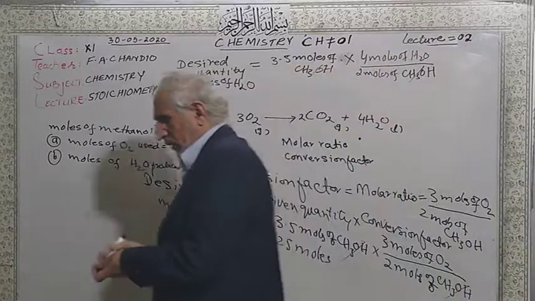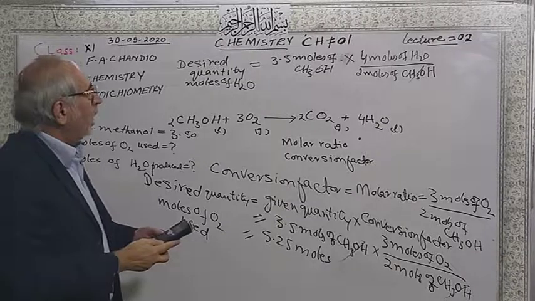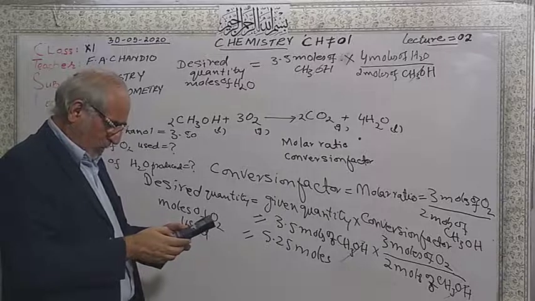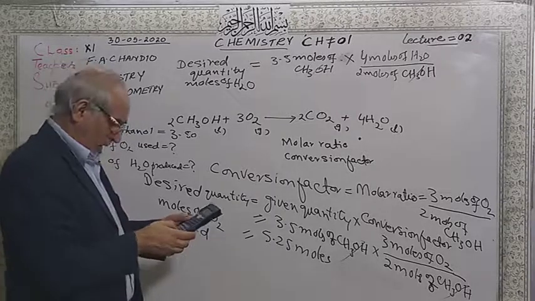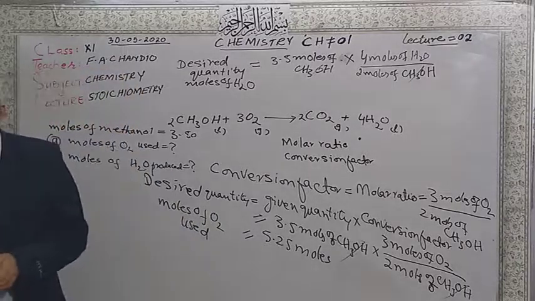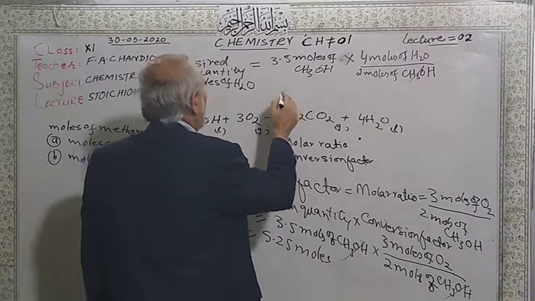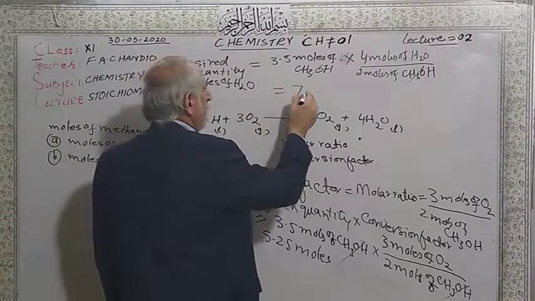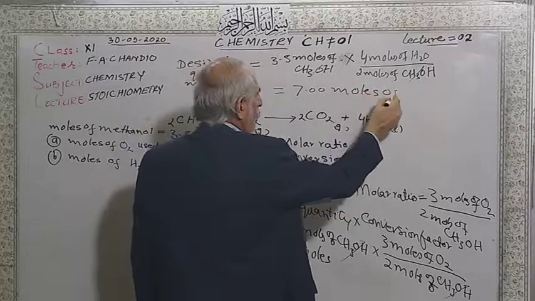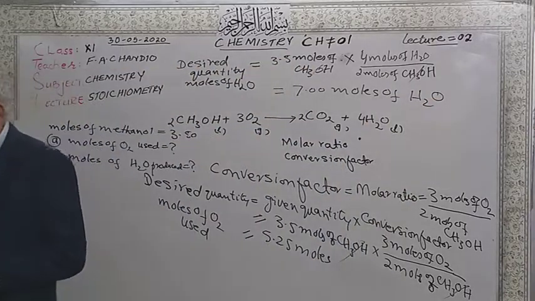The same calculation, if you use your calculator, 4 divided by 2, you will get 2, and multiplied by 3.5, you have answer 7. So the answer is 7 moles of water. This is the completely solved question.